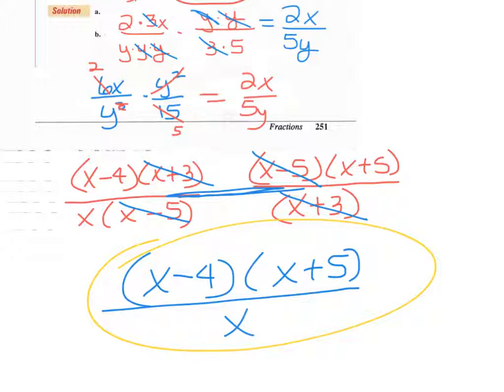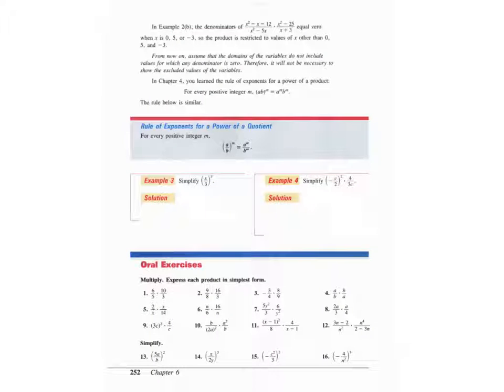All right, let's try. See what else we have here. So now on this one, we have the rule of exponents for power of a quotient.